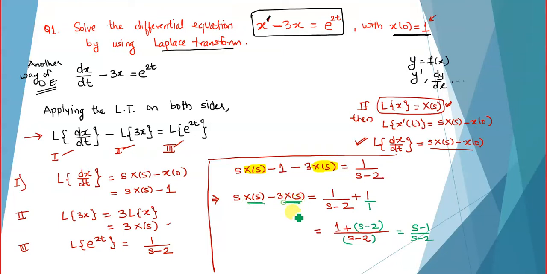And on this side, X of s is common in both the terms. Take it as a common factor. So what are you left with? s minus 3.